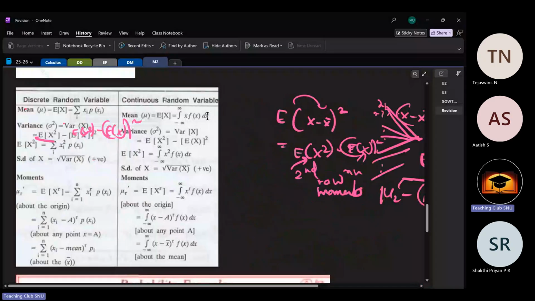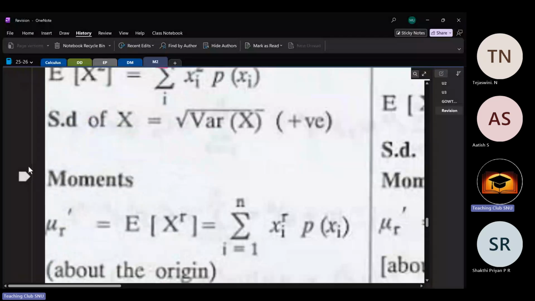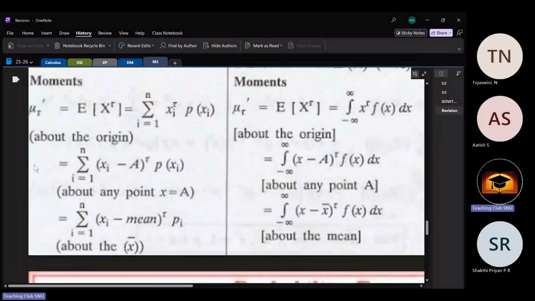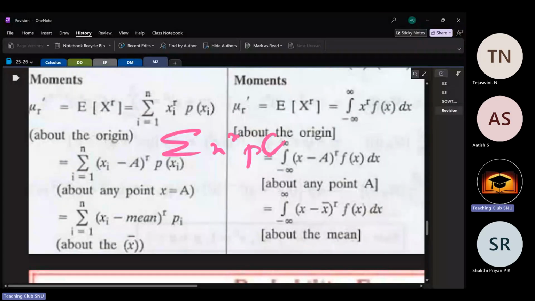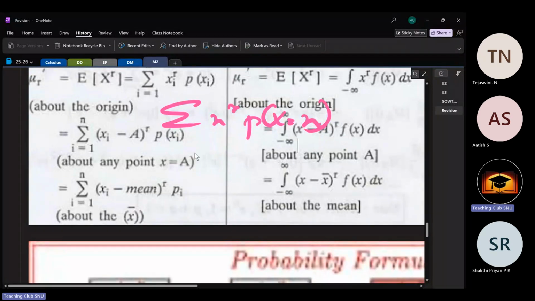Standard deviation is square root of variance. And moments are given by expectation of x power r. So if it is expectation of x power r, it will be given by summation x power r into P of x equal to x, for all the values of x, right? There are different kinds of moments.